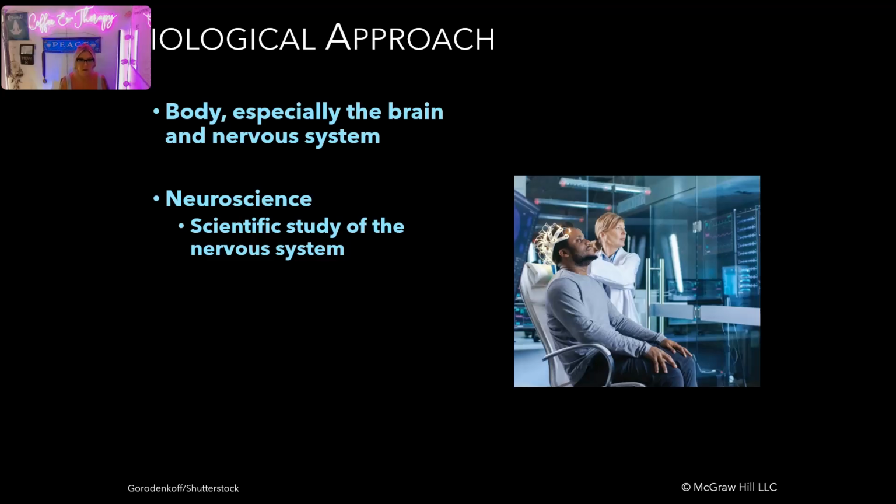So biological approach, we're looking at the body, especially the brain and nervous system. This is all going to be rooted in biology. We're looking at neuroscience. So within this biological approach, people study under this subfield, they study neuroscience, which is the scientific study of the nervous system. So in that approach, you're going to be looking at the structure, the function, the development, genetics, and biochemistry.